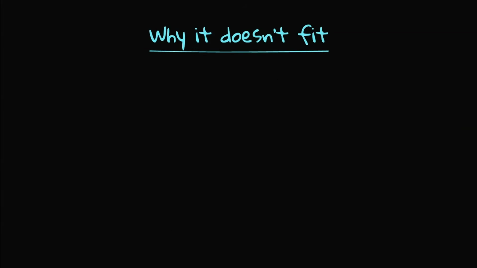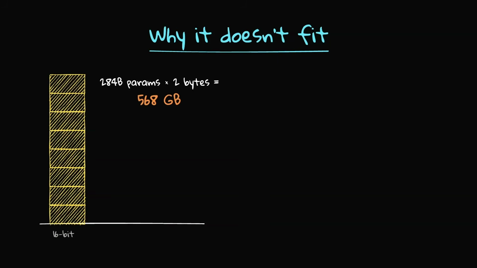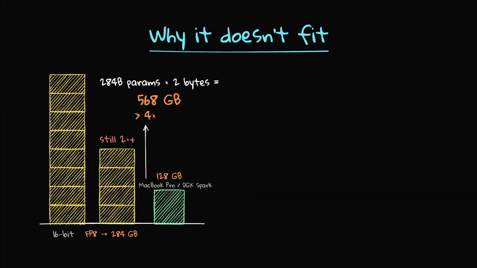Okay, but first let's talk about why exactly they don't fit. If you have 284 billion parameters stored each one at 16-bit, you need 568 gigabytes just for the weights. Now, a maxed out MacBook Pro or DGX Spark gives you 128 gigabytes. So we are not close. Even if you cut every weight to 8 bits, you still need 284 gigabytes, which is more than double the VRAM that these devices have.